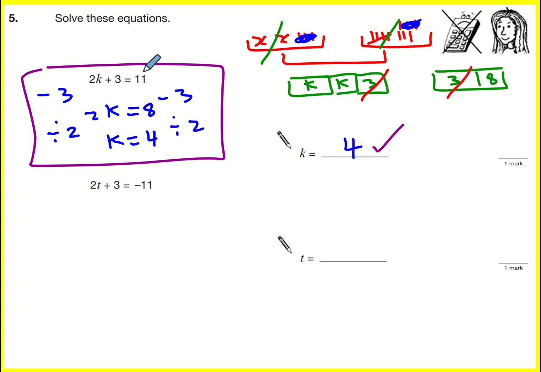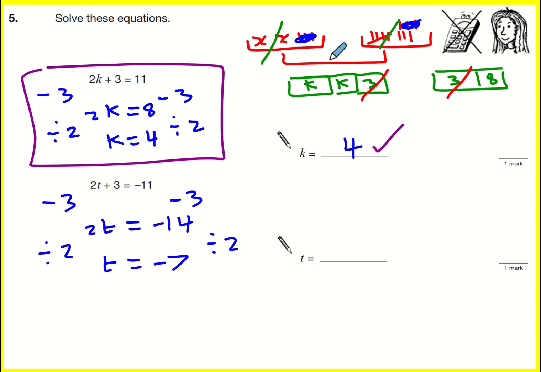But this is where you should be heading if you want to progress with two-step equations overall. Just do the opposite to undo what has been done to k, and balance it essentially. Because if you do this one, it's just the same process, but this time we've got a minus 11. I'm still going to minus 3 there. It's exactly the same steps. 2t is equal to minus 14, because minus 11 minus 3 becomes more negative. And then I divide both sides by 2, which gives me t equals minus 7.